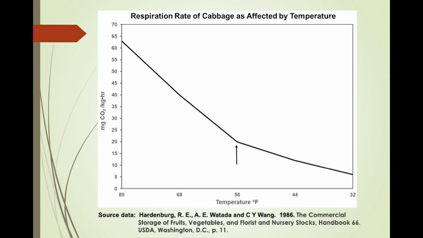Here's a figure showing the cooling graph for the cabbage. It's based on data from the USDA's famous Handbook 66. We're cooling from 80 degrees Fahrenheit down to 32 degrees Fahrenheit, so our midpoint temperature is going to be 56 degrees Fahrenheit.